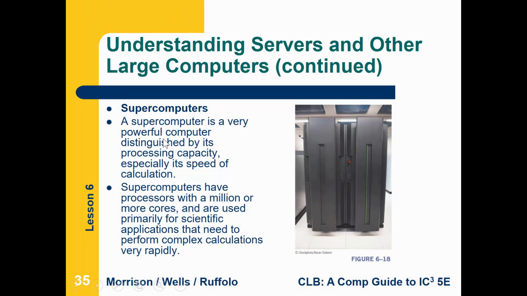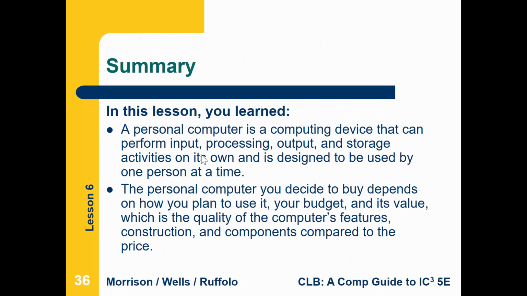So supercomputers, and we tend to find these in the scientific or college areas, have processors with 1 million or more cores and are used primarily for scientific applications or complex calculations where we want to run through a ton of calculations very quickly. So that brings us up to the end.